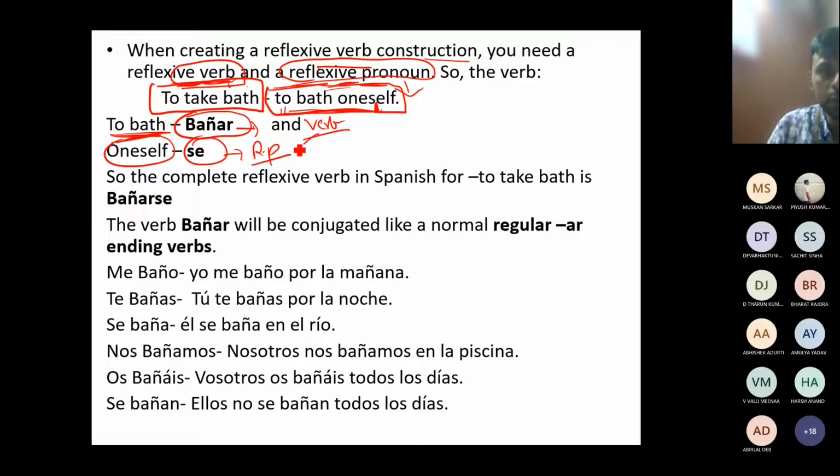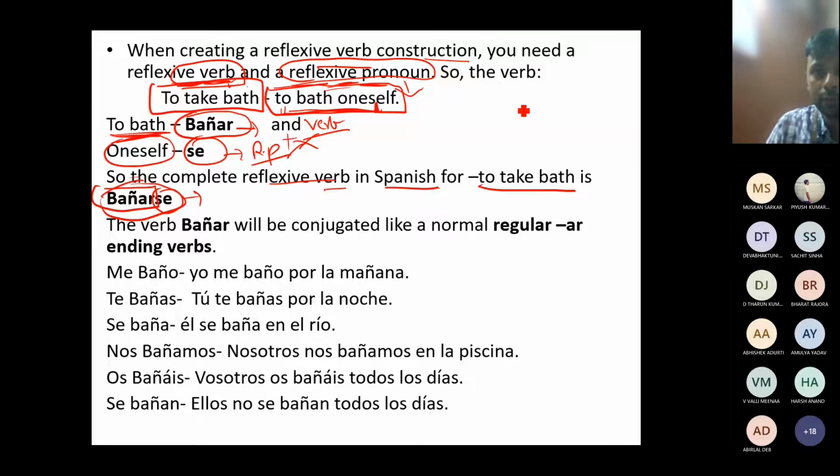So when they both are joined together, when you join them, then only a reflexive verb in Spanish is formed. So the complete reflexive verb in Spanish for to take bath is actually bañarse. Okay, so bañarse, from where is it coming? So this is the bañar verb part and se is the reflexive pronoun. So this is the original form.